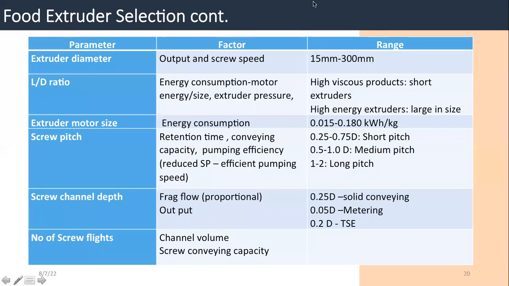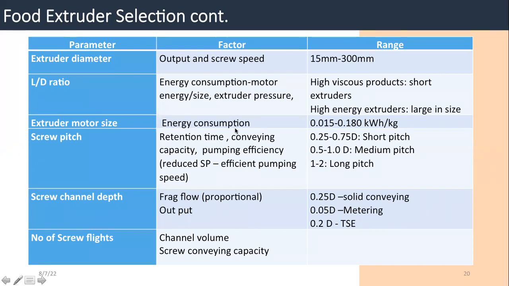You can see in this table, with some example, extruder diameter. So there is a range. Likewise, in your specification, you can see output and screw speed, L to D ratio, length to diameter ratio. Okay. So these factors you can see in the specification.